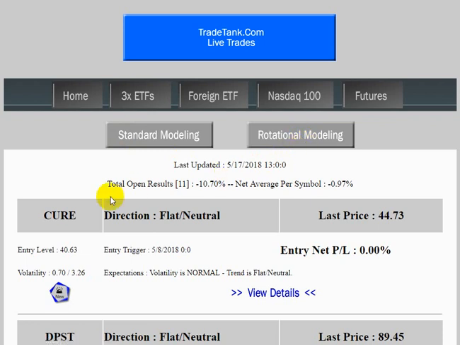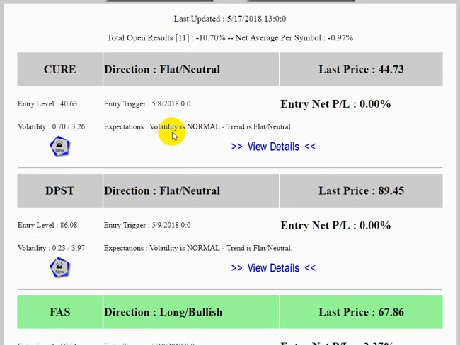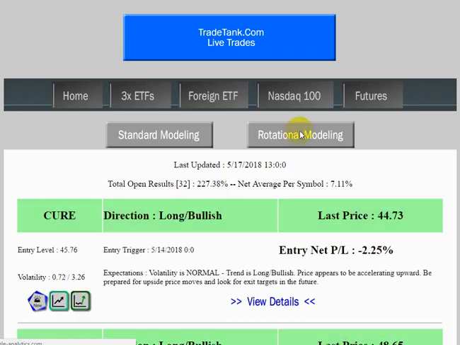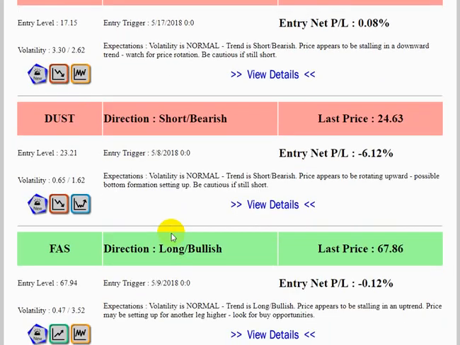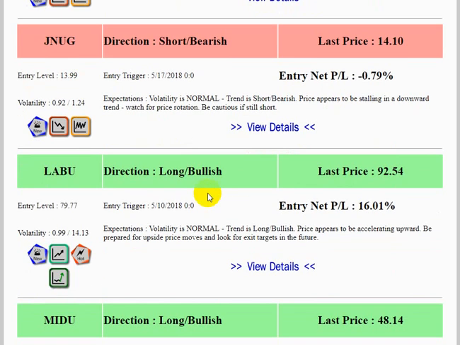As you can see here with Cure, the other thing I should mention is that all trades are listed newest on the top. You see this little blue icon here and here. This is the newest trade. In this particular case, this says that we exited. This is an exit trigger on 5-9 because it's a flat neutral trigger. This is an exit trigger on 5-8. In this model, the system gets long or gets short and then gets out with a flat neutral trigger. In the rotational model, the system is always in a trade. Always long, always short, depending on whatever the modeling system determines is the trend.